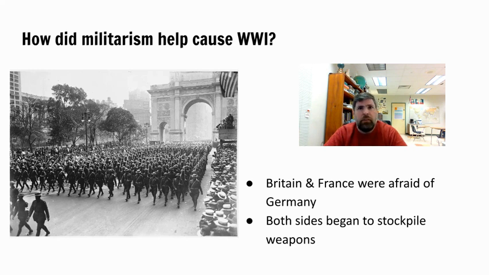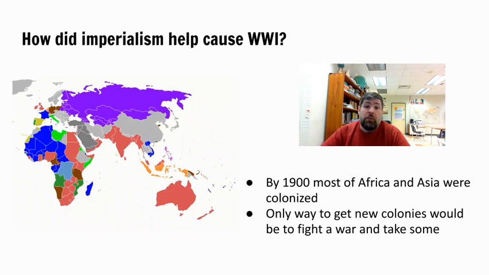Britain starts building these huge battleships called dreadnoughts. Germany starts creating attack submarines that they can use against the British Navy. And, you know, the thing about having a big military is once you have it, there's a tendency to want to use it. All right, our next cause, imperialism.